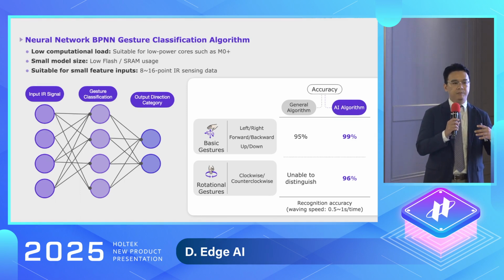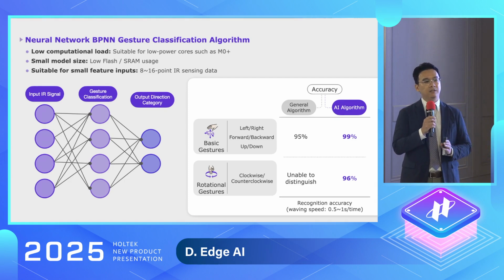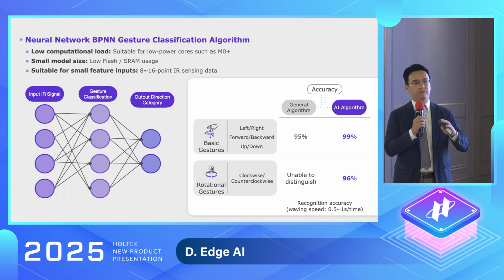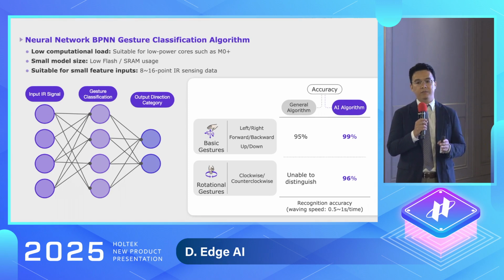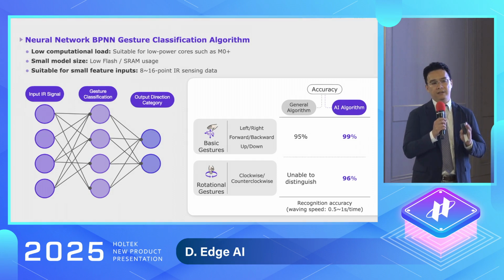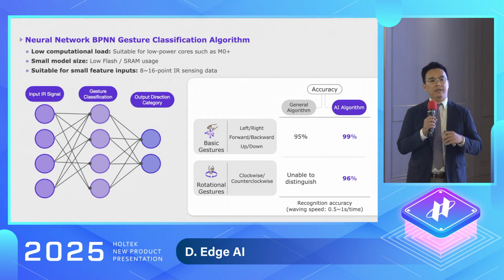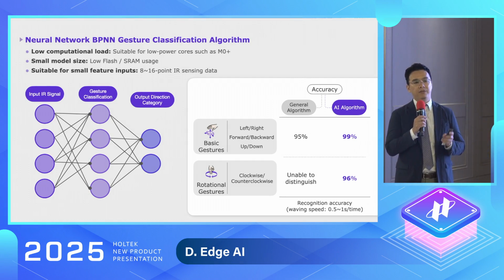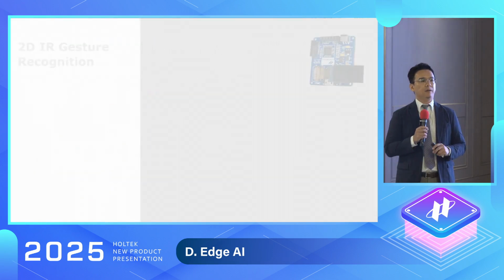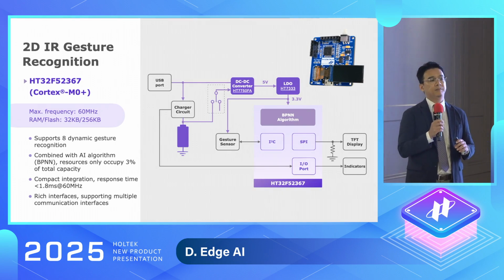And we have compared the general algorithm with our AI algorithm. For basic gestures, the general algorithm only reaches 95% accuracy. But in our demo set, it can achieve 99% accuracy. And for the rotational gestures, it can achieve up to 96% accuracy. So let's dig further into what is inside.